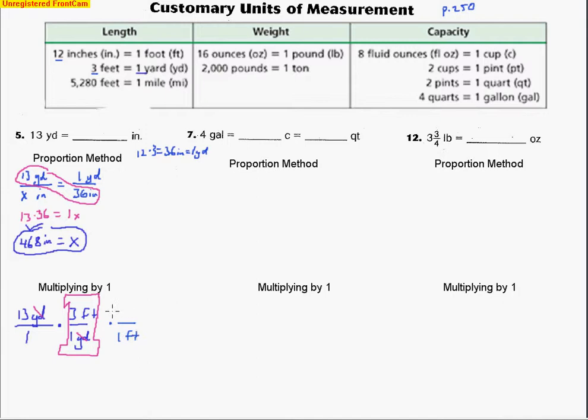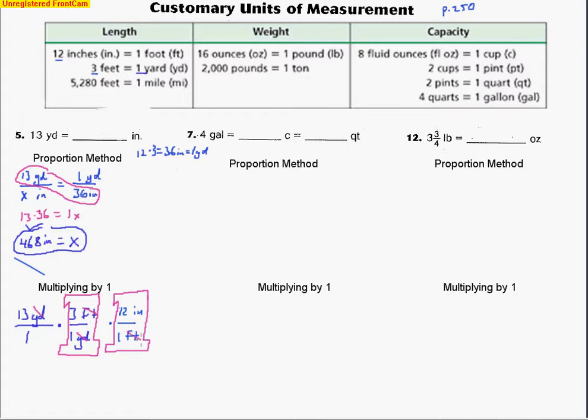And how many inches are in 1 foot? 12 inches, it says. So I put 12 inches on top, and we'll end up getting those feet to cancel. So again, this is another unit rate. So this is a value of 1. So I put this giant 1 up here to convey that message to you, that this is not changing the value of 13 yards. It's just changing it to an equivalent fraction.